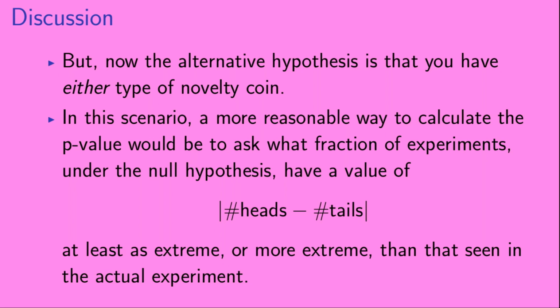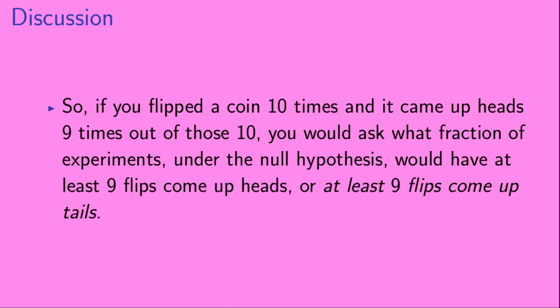In this scenario, a more reasonable way to calculate the p-value would be to ask what fraction of experiments, under the null hypothesis, have a value of the absolute value of the number of flips that come up heads minus the number of flips that come up tails at least as extreme or more extreme than that seen in the actual experiment. So if you flipped a coin 10 times and it came up heads 9 times out of those 10, you would ask what fraction of experiments under the null hypothesis would have had at least 9 flips come up heads or at least 9 flips come up tails.